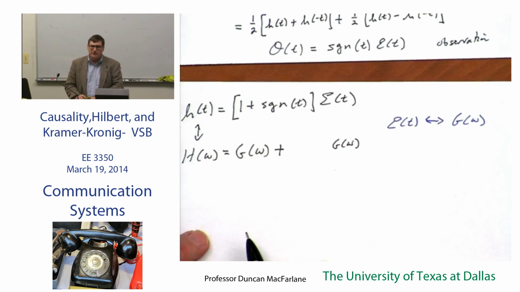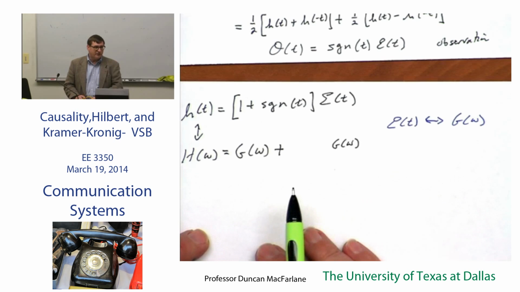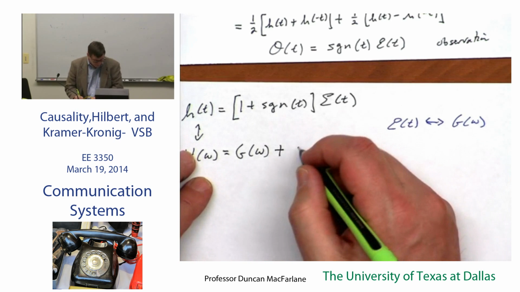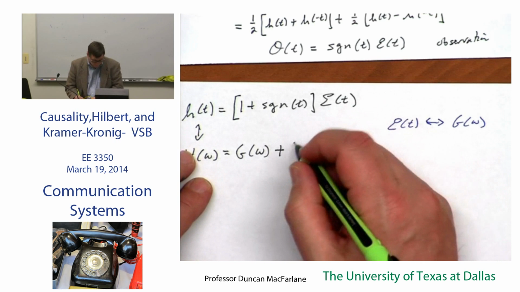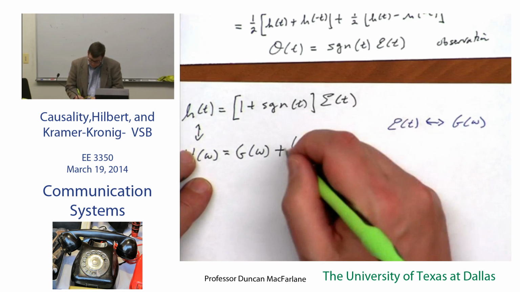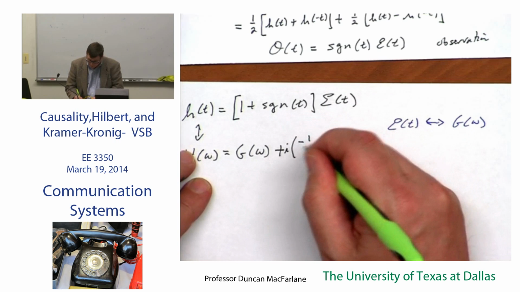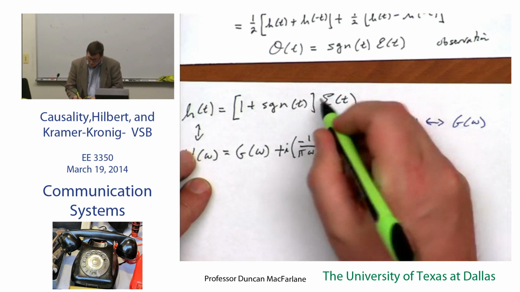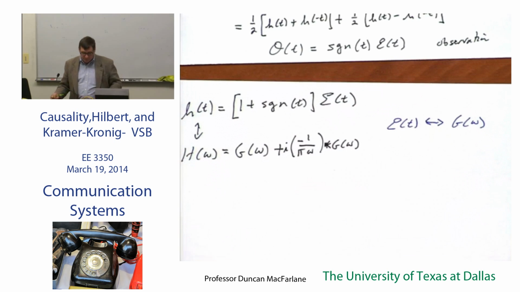Fourier transform of the signum function? 1 over t times a bunch of constants. There's a pi in there. There's an I in there. It turns out that it's I minus 1 over pi omega. And the product here becomes a convolution in the frequency domain.